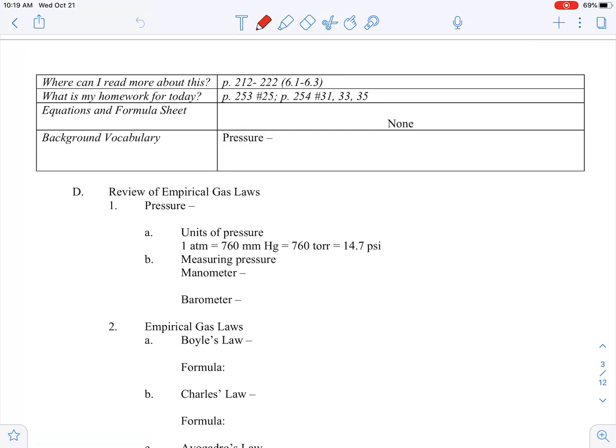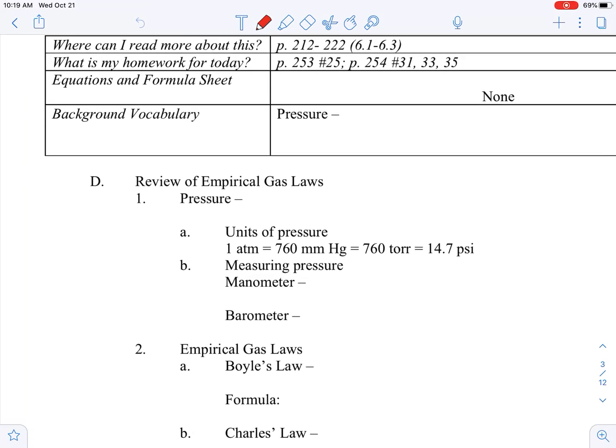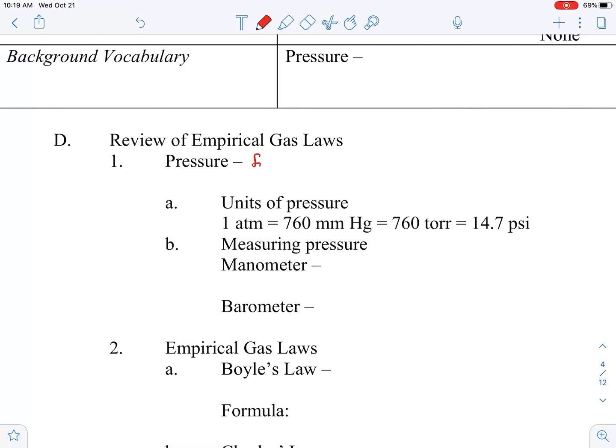Empirical means simplest. So that's what we're talking about here, simplest. But let's go ahead and jump in with a quick review of pressure. Pressure, if you remember, is force per unit of area. So how much force is being put on a system or the walls of a container or other molecules as it's bouncing around in there. So we're talking about that in terms of pressure.